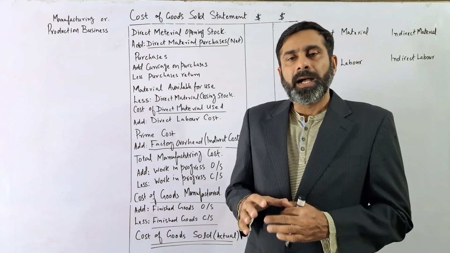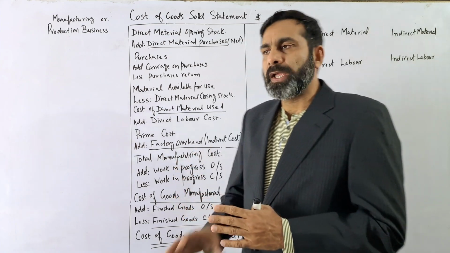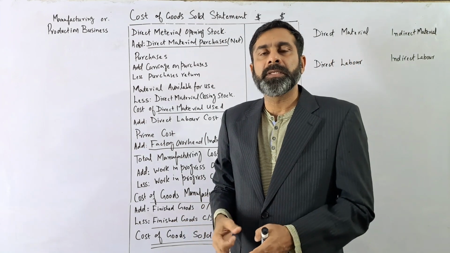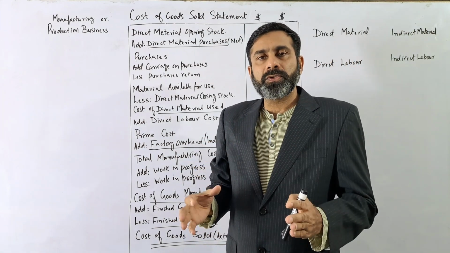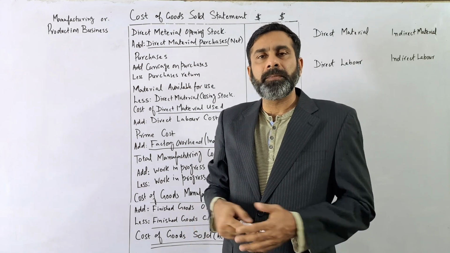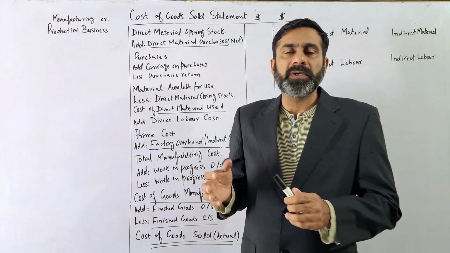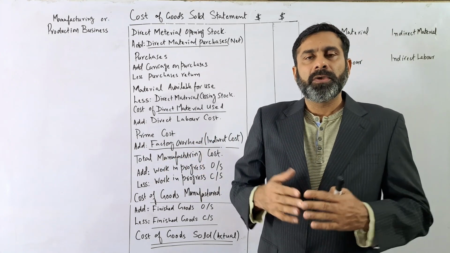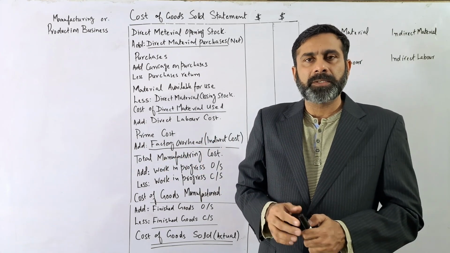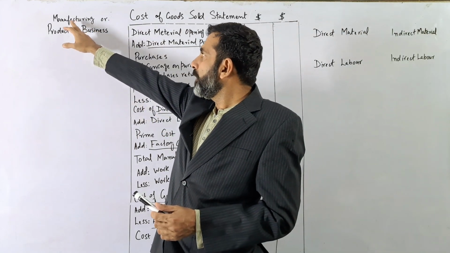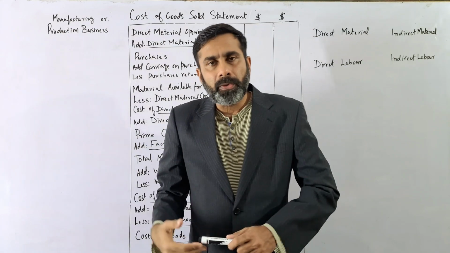And then again, the main purpose is that we have to prepare the cost of goods sold statement. The cost of goods sold statement we have already prepared was for the trading business. Business means that they are purchasing the goods and they are selling the goods. So we have prepared that statement for the trading business. Today we will focus on the manufacturing business or the production business.